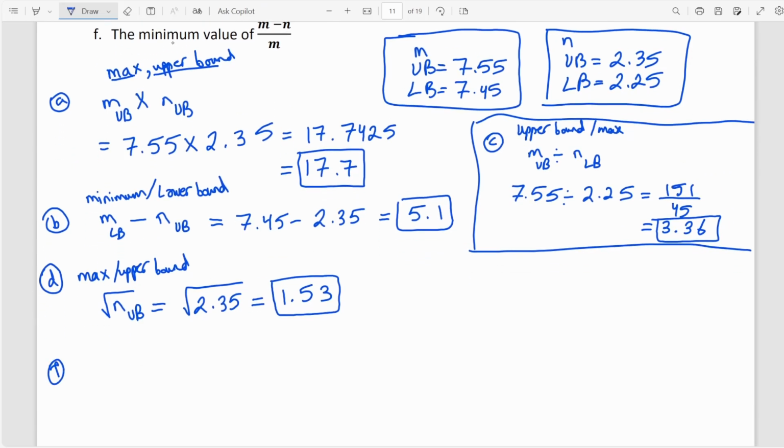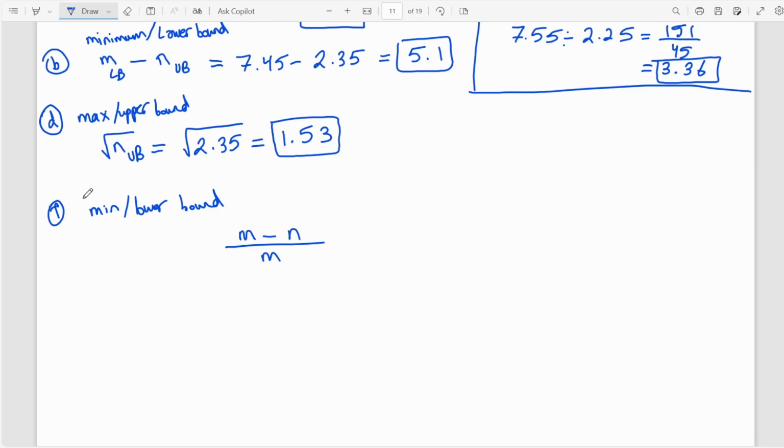Now part F wants the minimum value of m minus n over m. So we want the minimum or the lower bound for m minus n over m. Now, how would we think about such a question? So here's the thing. You need to think from the outside and then get into the specifics. So let's take a look here.